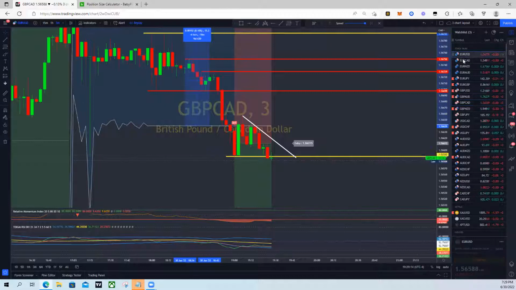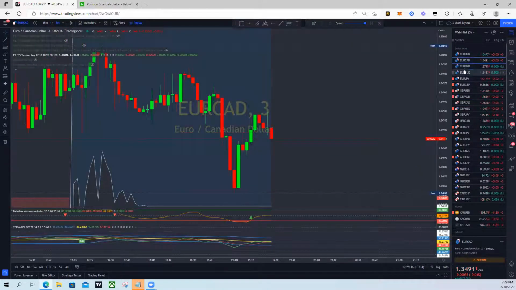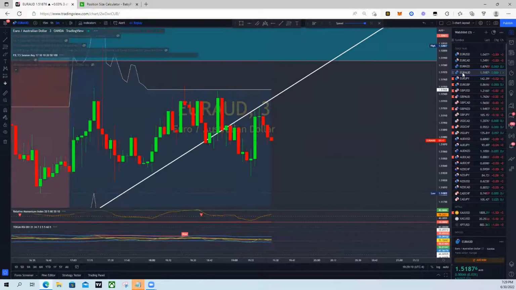So let's scan. If you guys don't have any other questions, we're going to scan a little bit, see if we can find some more setups before we, what was that?